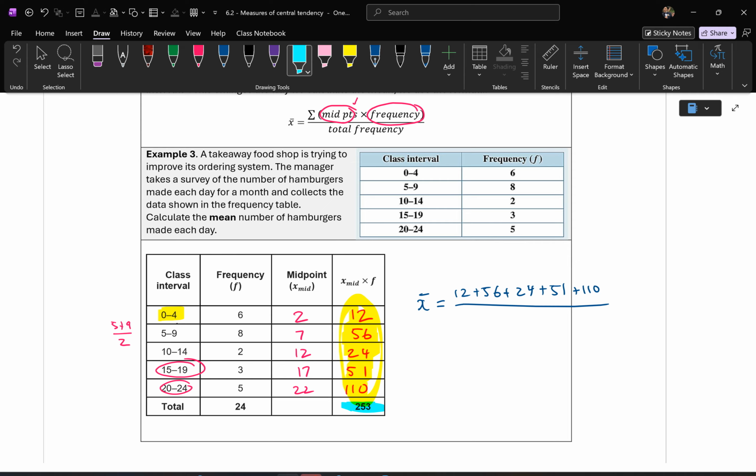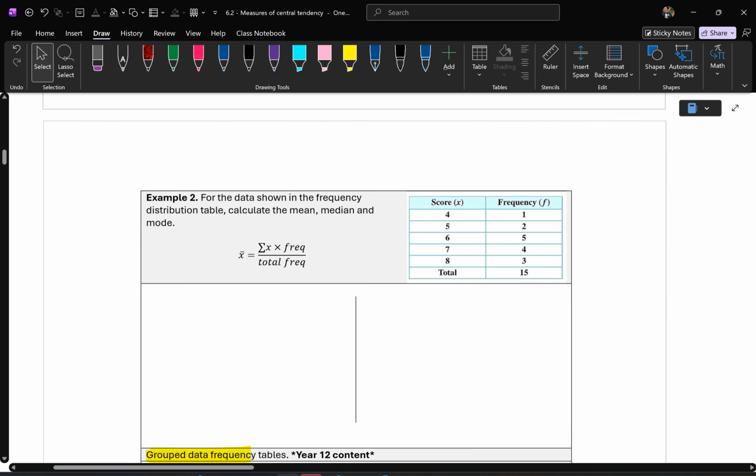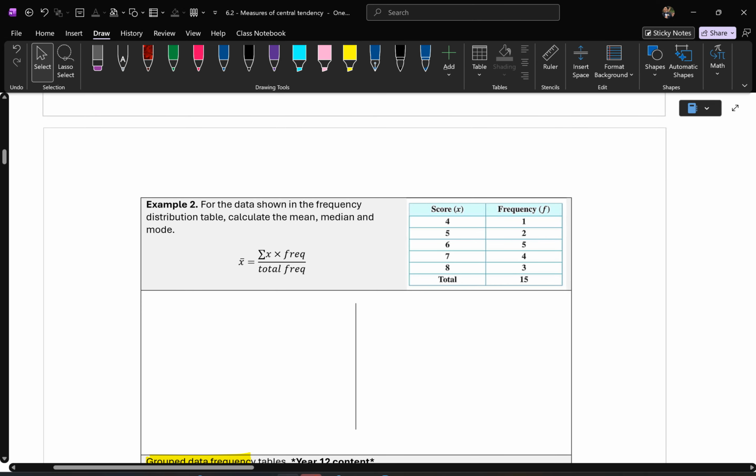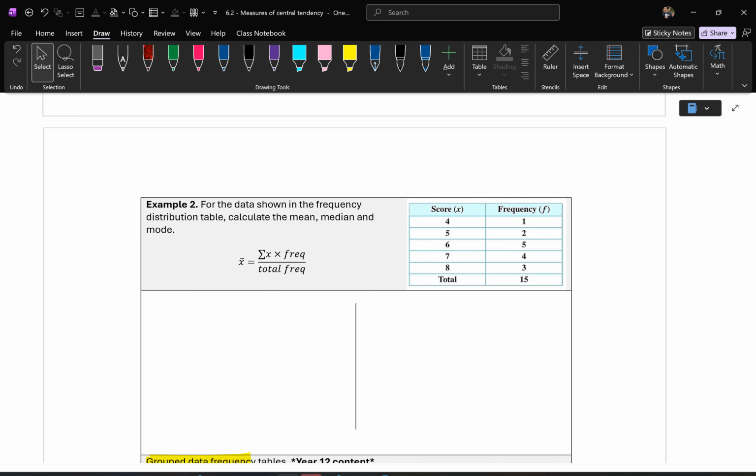You got 24 of those 2s. 6 of those 2s, 8 of those 7s, 2 of those 12s, 3 of the 17s. So you count the number of numbers. So that's why the number of numbers is total frequency, not this one. Okay, so the total number should be 24. Type in your calculator to get your average. Okay? Now for the year 11s, if you're listening in on this one, that is no different from what you guys did, except you guys don't have a class interval. You just had to do 4 times 1, 5 times 2, 6 times 5. Then you just got to make sure you add on to the total number of numbers.